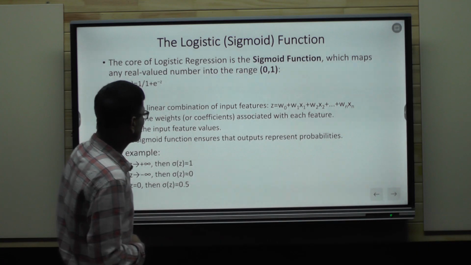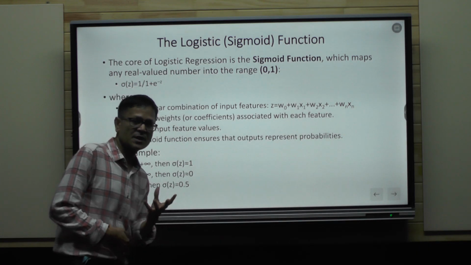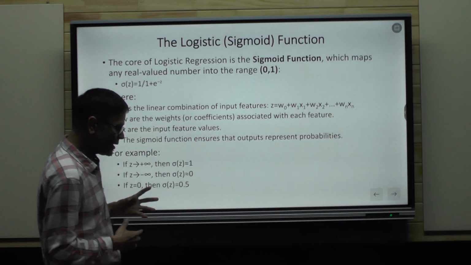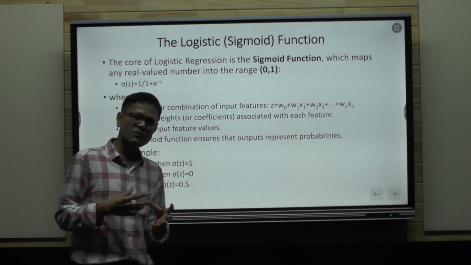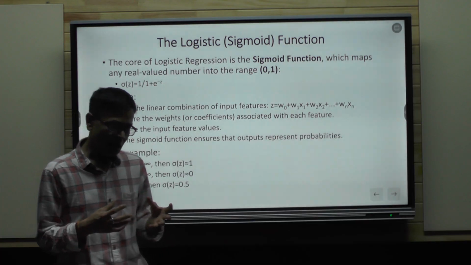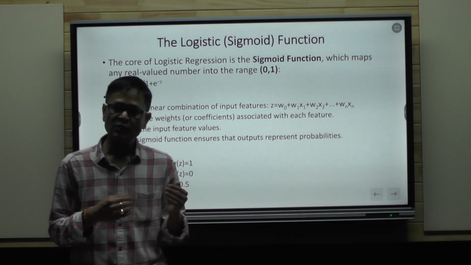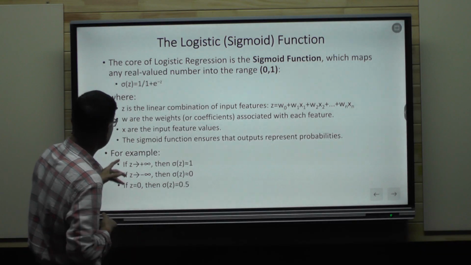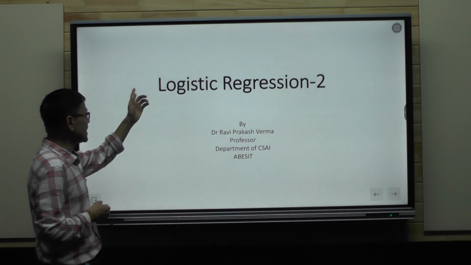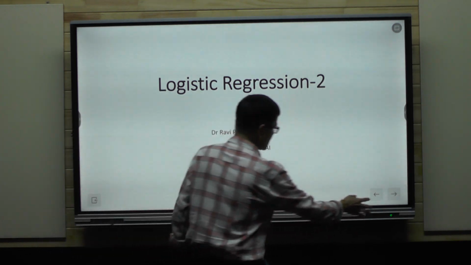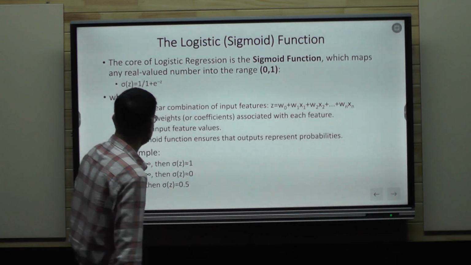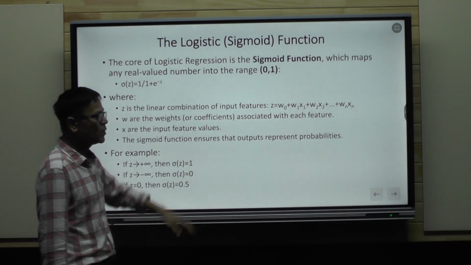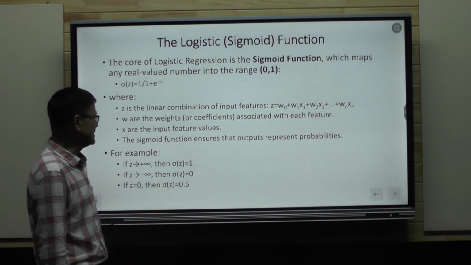The core of logistic regression is the S-curve, or sigmoid function. And what will this function do? This function will map the output to a range between 0 and 1. So we'll take this function, rho of z. The function is rho of z equals 1 upon 1 plus e to the power minus z.